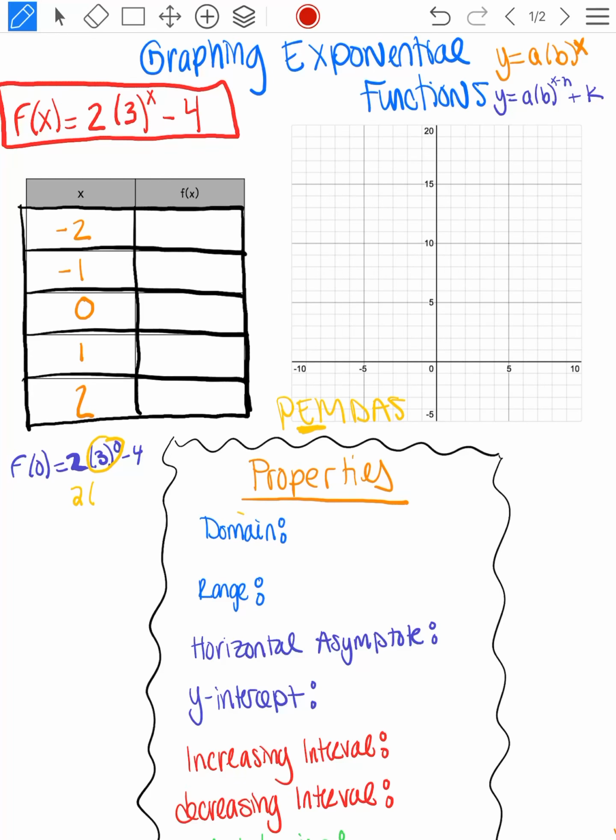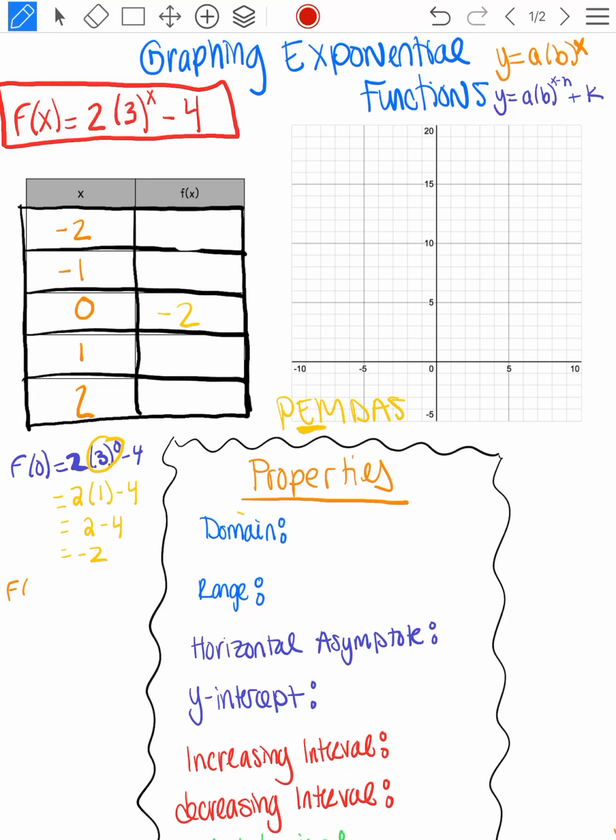And we talked in class, reminded ourselves that anything to the 0 power, remember, is 1. So 3 to the 0 power is 1. So then I'm going to have 2 times 1 minus 4. And 2 times 1 is 2 minus 4. So that's going to get me to -2. So my first y value is -2. And that came from, sorry, I put it in the wrong spot. Substituting in 0. So anything to the 0 power was 1. 1 times 2 was 2. 2 minus 4 is -2.